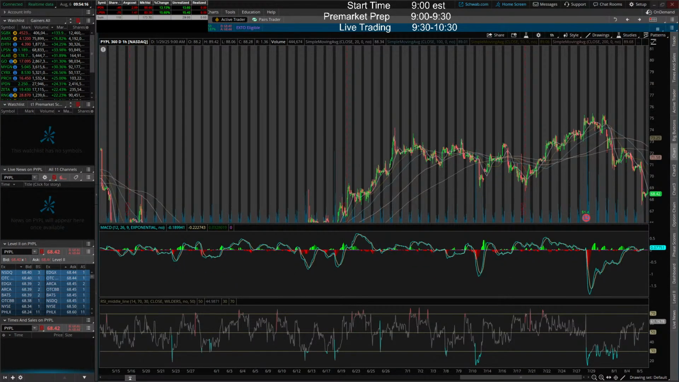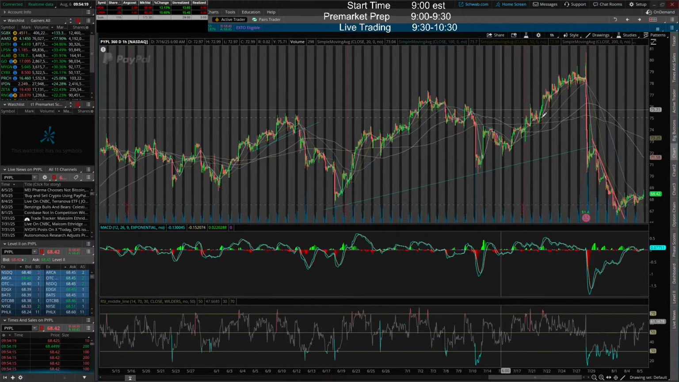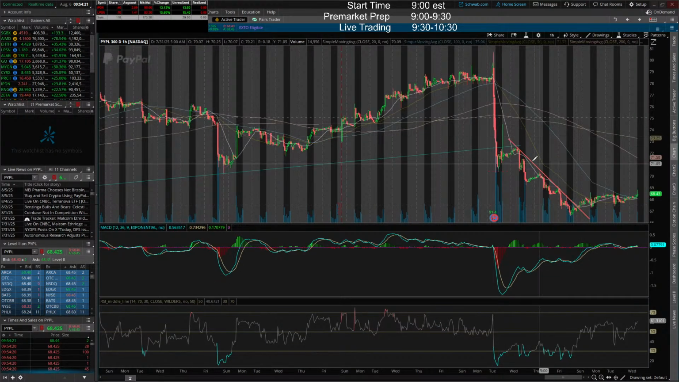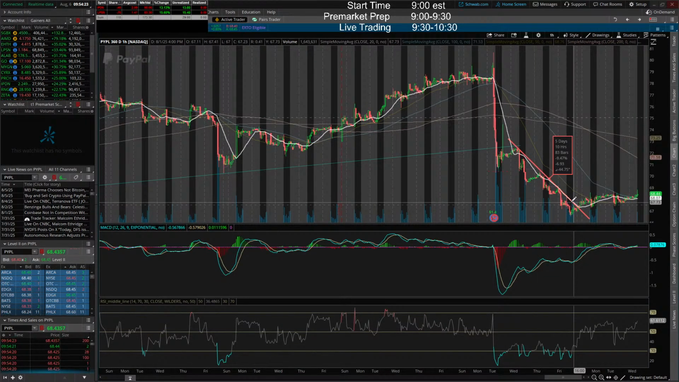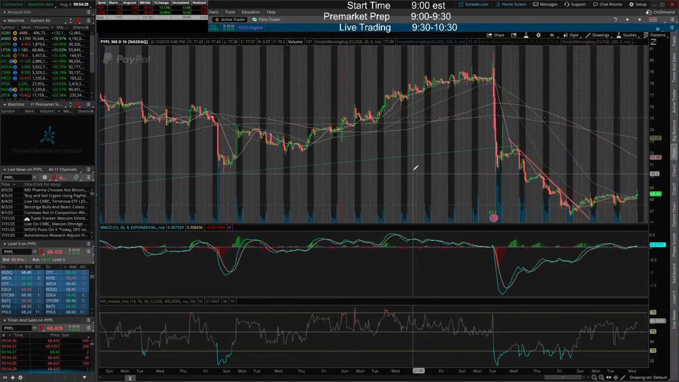PayPal. Looking kind of similar to all those other setups. I don't know, kind of DDOG-ish. Best setup in the market.